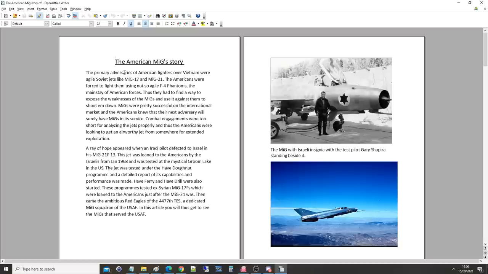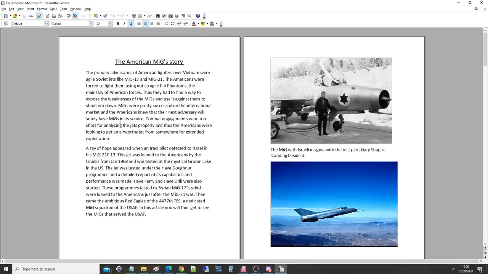The primary adversaries of American fighters over Vietnam were agile Soviet jets like the MiG-17 and MiG-21. The Americans were forced to fight them using not-so-agile F-4 Phantoms, amongst other planes. Thus, they had to find a way to expose the weakness of the MiGs and use it against them to shoot them down. MiGs were pretty successful on the international market, and the Americans knew that their next adversary would surely have MiGs in its service.